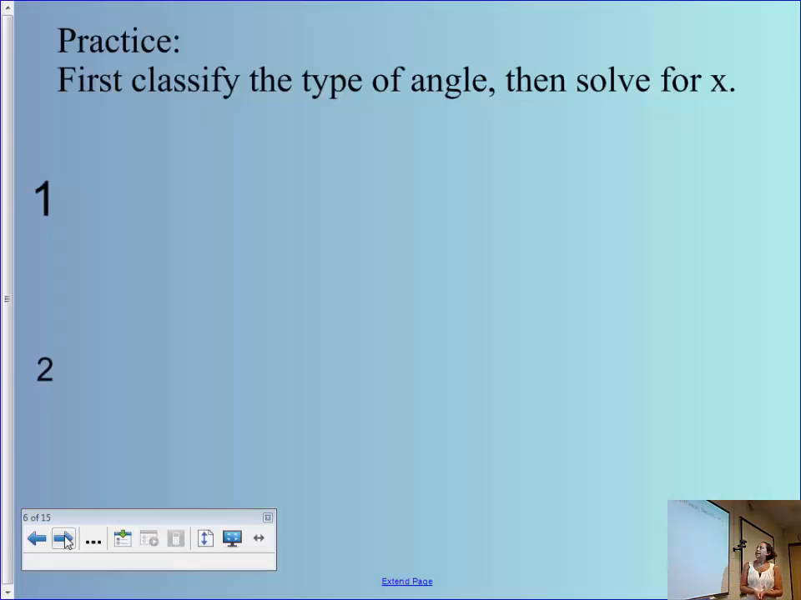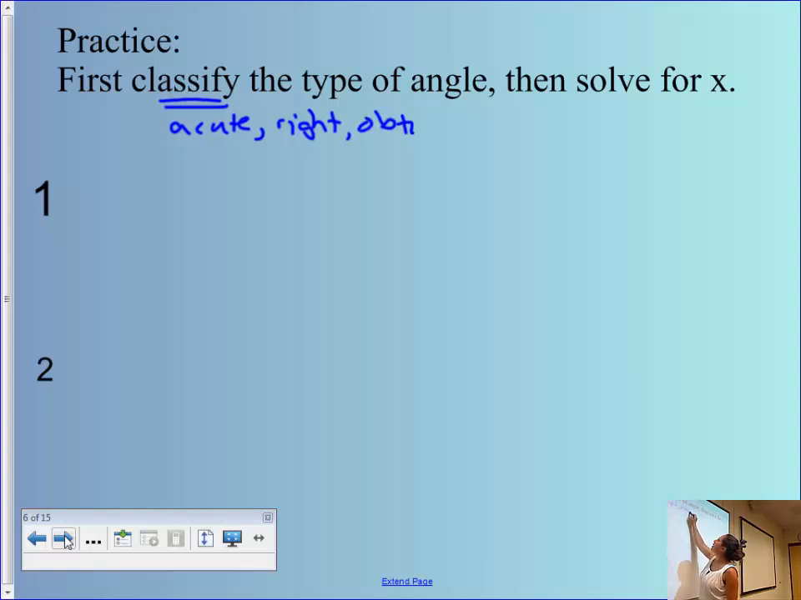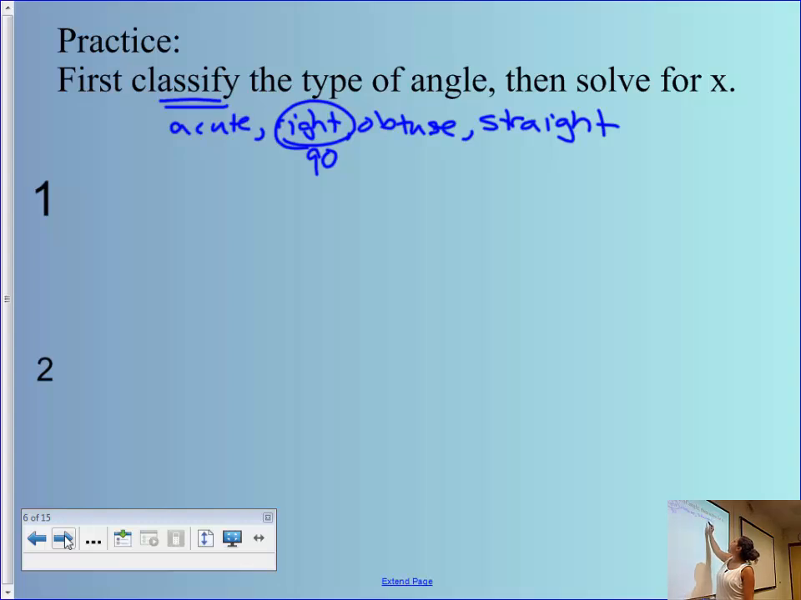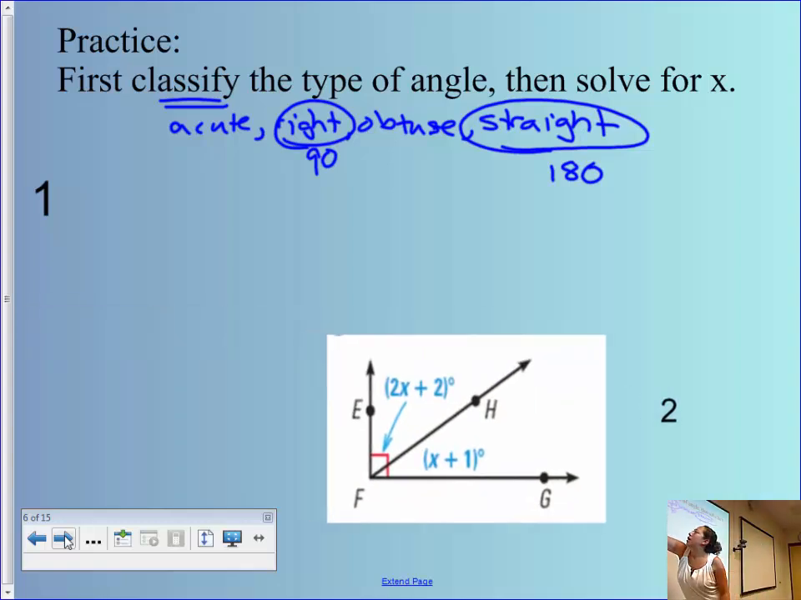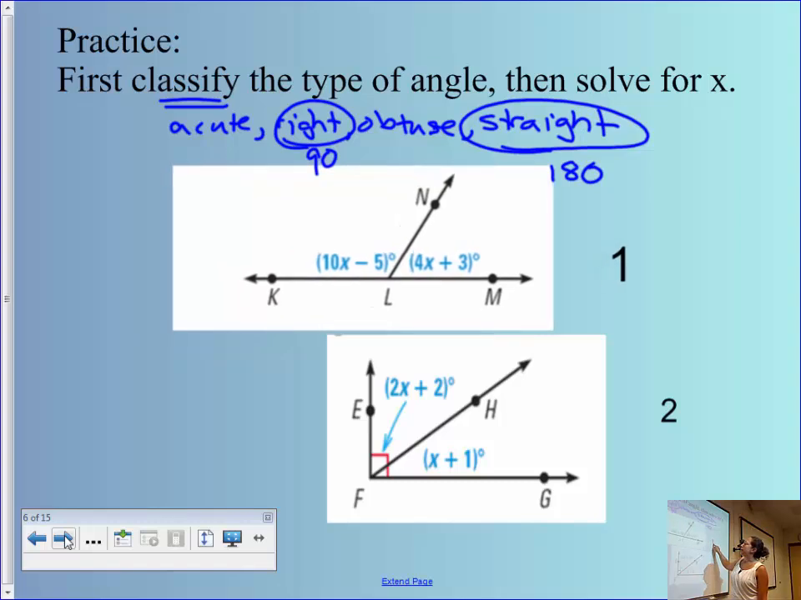So I'm going to give you a chance to practice. First thing you need to do is classify the angle. What I mean by that is decide, is it acute? Is it right? Is it obtuse? Or is it straight? And then remember those measurements that we associated with that. If it was right, it made it 90 degrees. If it was straight, it was 180. So I'm going to drag these two questions out, give you guys a chance to try them on your own, and then we'll see how our answers compare.